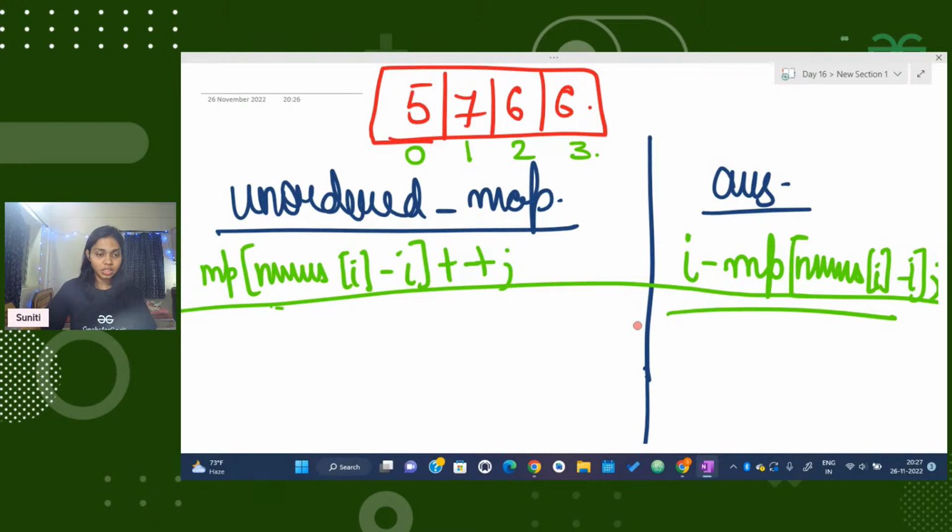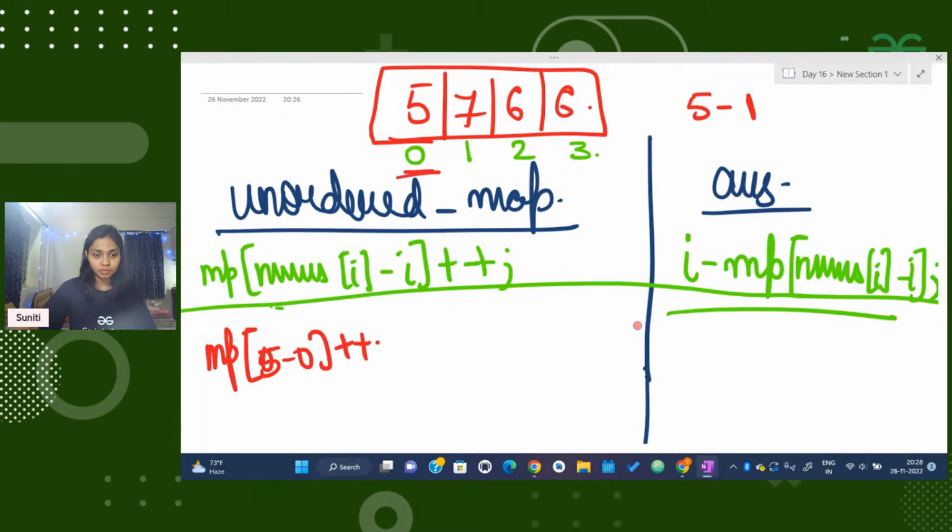All right, so firstly what we will have is MP of nums of I, which is 0. So MP at 0, sorry, MP at 5, minus 0 plus plus. Okay, so let me write it here. At 5 we have 1, and then our value of I is 0, right?